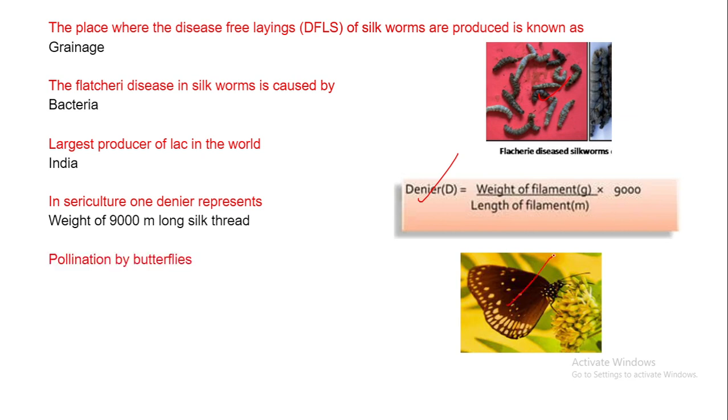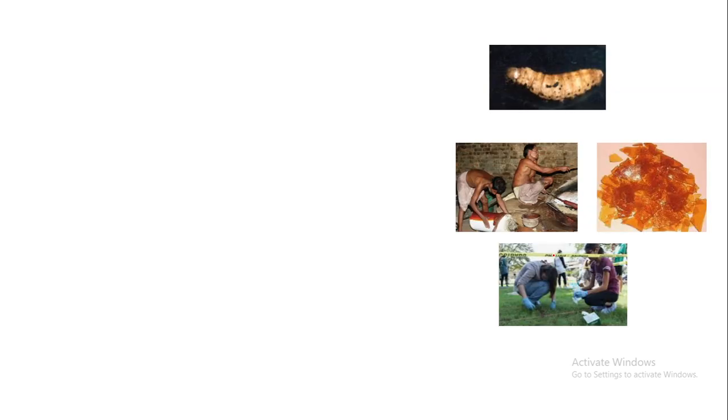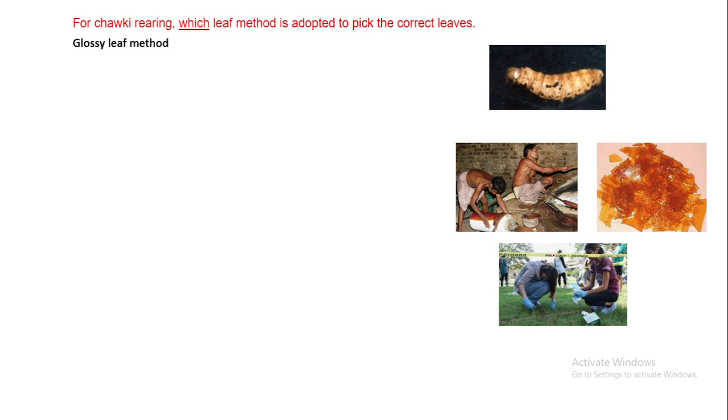Pollination by butterfly is known as psychophily. The state which ranked first in lac production in India is Jharkhand. For chawki rearing, which leaf method is adopted to pick the correct leaves? The glossy leaf method. Mother moth examination is done to detect pebrine disease of silkworm.